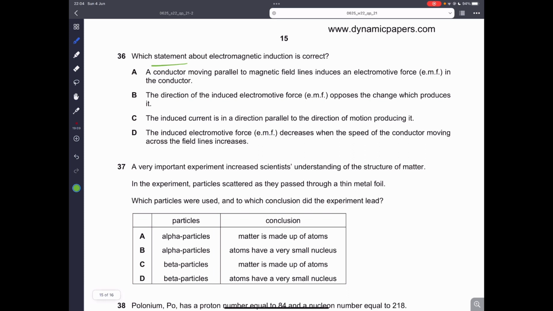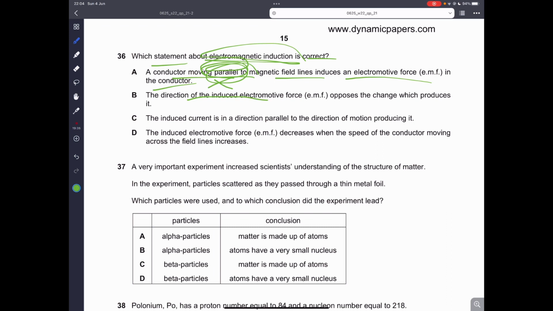36. Which statement about electromagnetic induction is correct? Okay, let's look at this one by one. The conductor moving parallel to the magnetic field induces an EMF in the conductor. This is wrong, because you never put something that is parallel to the magnetic field, therefore no EMF is going to be induced.